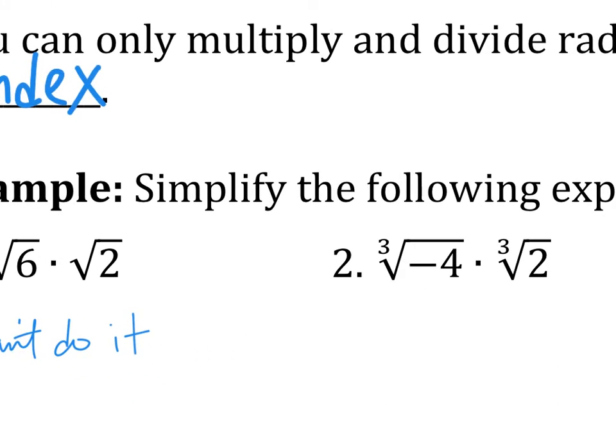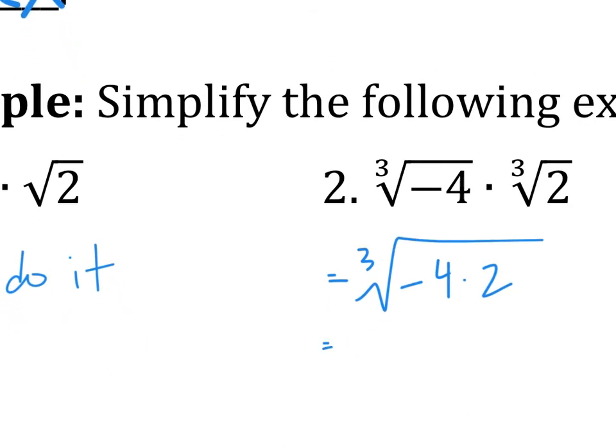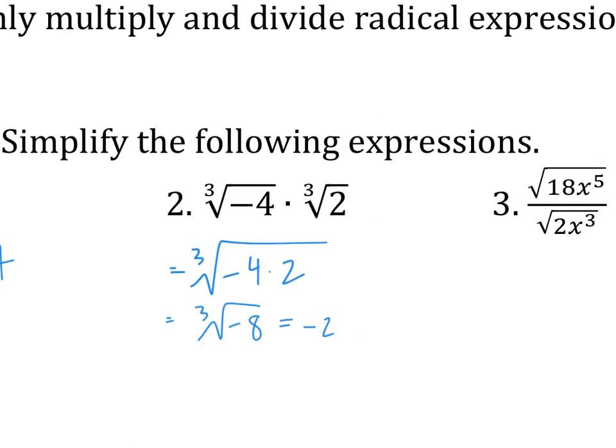Okay, number 2, can we multiply them? Yes. When you multiply them, you're going to multiply the radicands. So -4 times 2 is negative 8. Now, can we simplify that? Yes, what is it? Negative 2. Correct. So remember, if the indexes are the same, multiply the radicands.